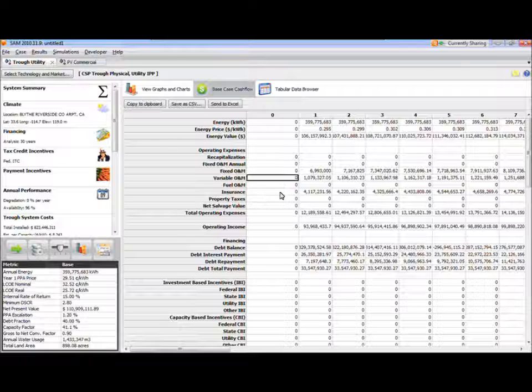So as you're looking through your results and trying to understand what's going on, this base case cash flow table is really useful. You can get your calculator out and explore what's going on. And of course, you can use the spreadsheets that I mentioned earlier.